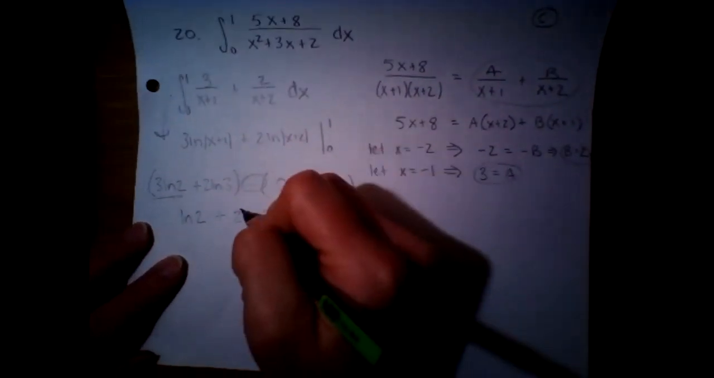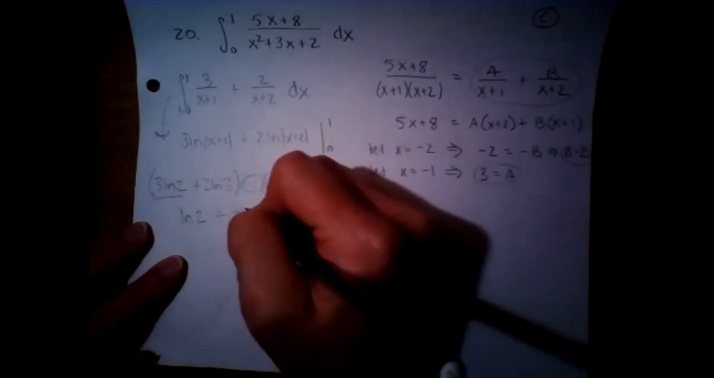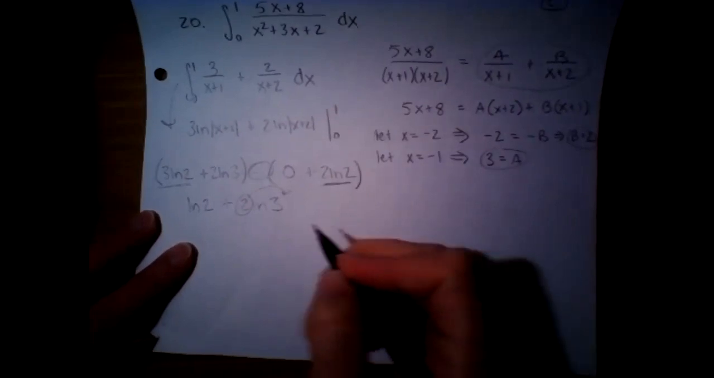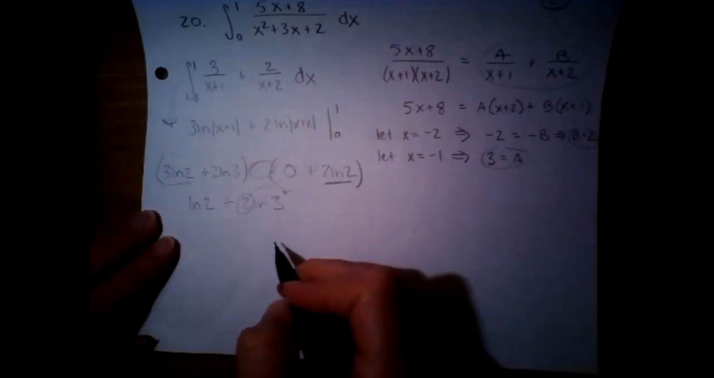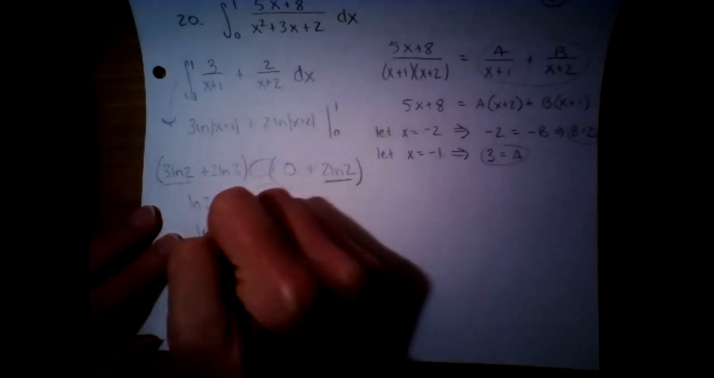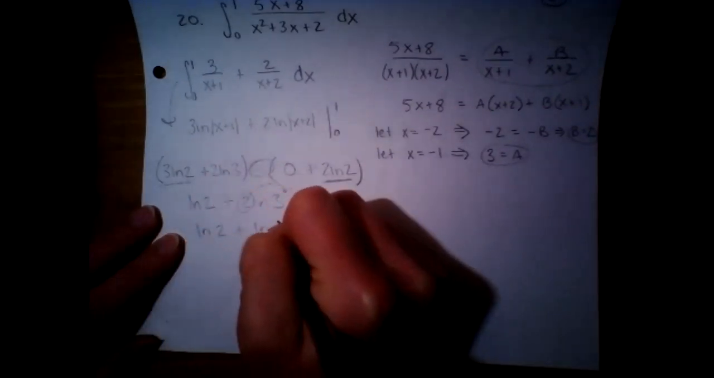Do you guys remember you're allowed to take this coefficient and put it back as the exponent? Every time I bring that up, everyone always stares at me like, no, we never learned that. You did, I swear. So we can do this as 3 squared. We're going to have ln of 2 plus ln of 9.